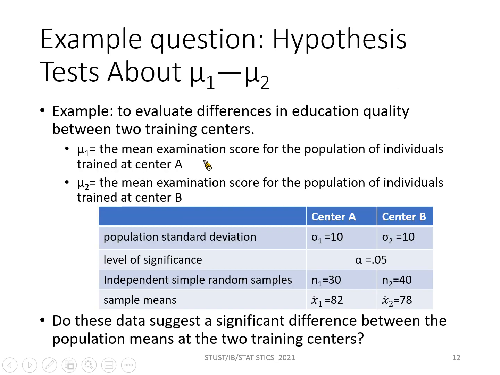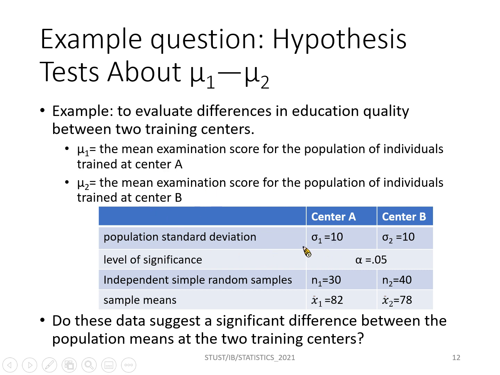So here we can go back to our example question. To evaluate the difference in education quality between the two training centers, we can use mu1 as the mean of the examination score for the population of students who are trained in center A, and we can use mu2 as the mean of the examination score for the population of individuals who are trained at center B.